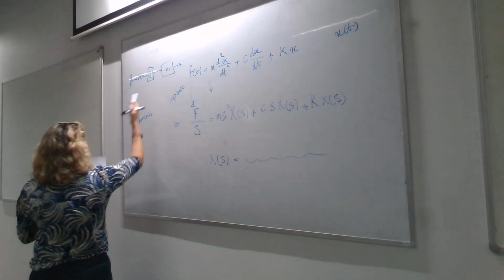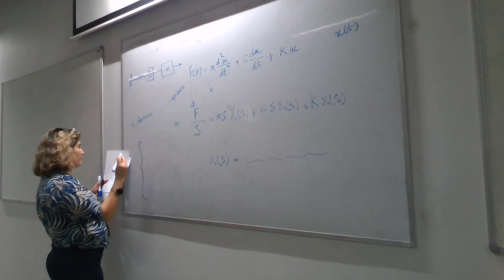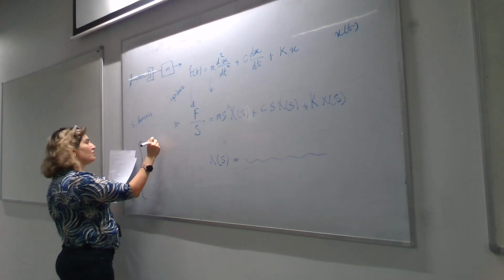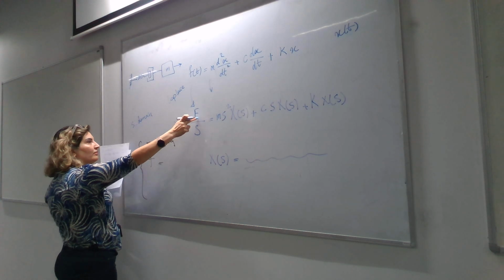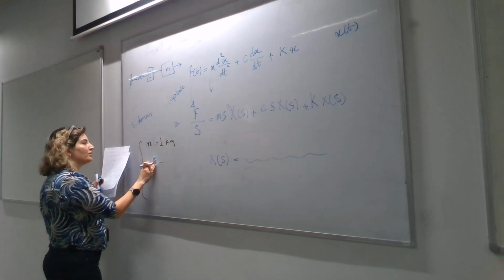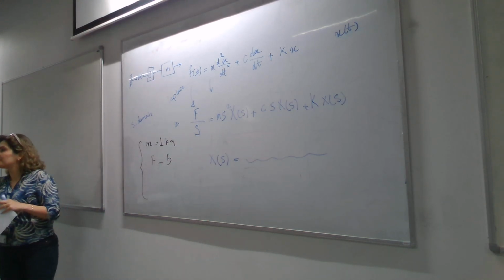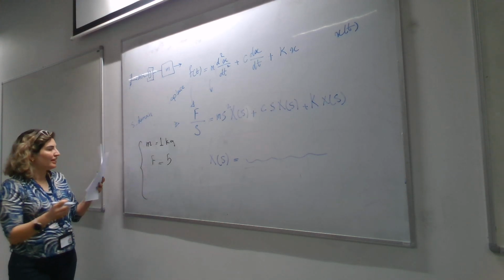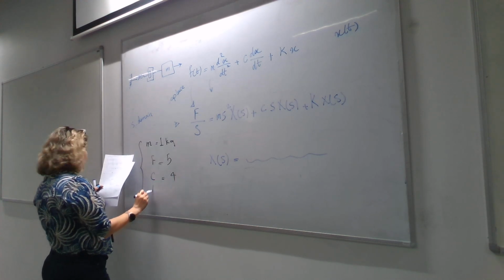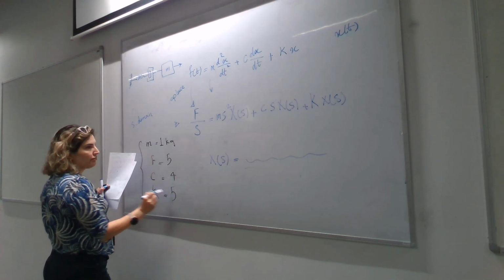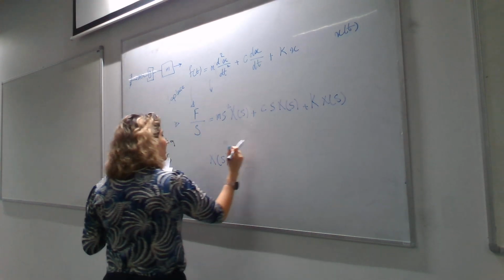Let's imagine this system is working based on these assumptions. So our mass is 1 kg. The force, this force, I should probably write it F, is 5. What's the unit of force? Newtons. Yeah. And then the constant C, let's imagine it's 4, and the constant K, let's imagine it's 5. Now, if we plug that in, we're going to have something like that.